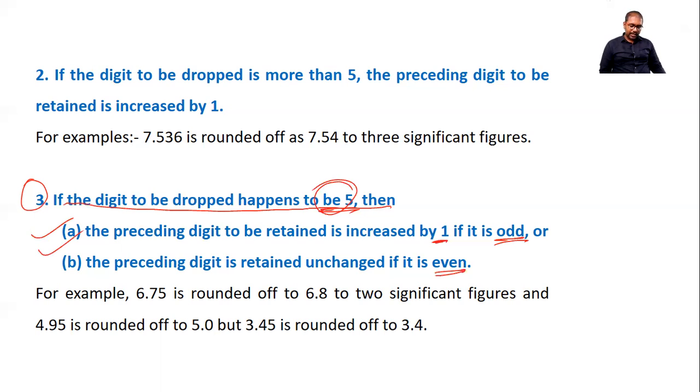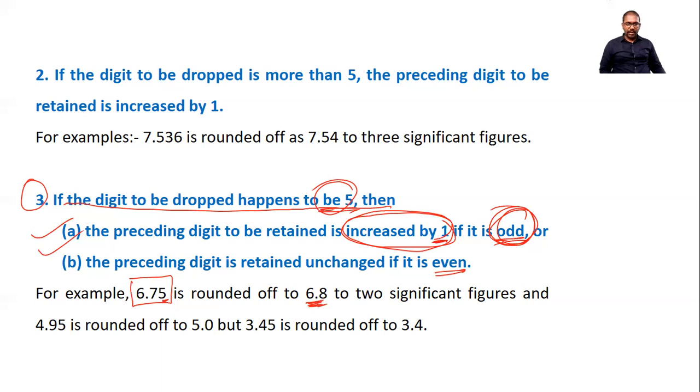So 6.75. This number we have to round off, means we have to drop this 5. Then we have to see the preceding digit. The preceding digit is 7, and 7 is odd. So this 7 we have to increase by 1. So 6.8 is the answer.